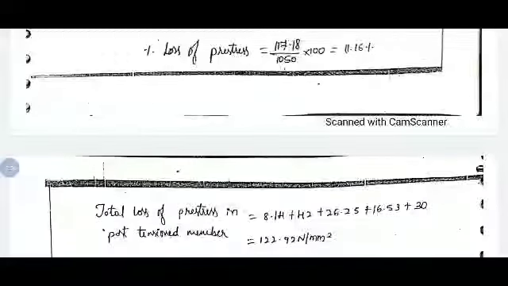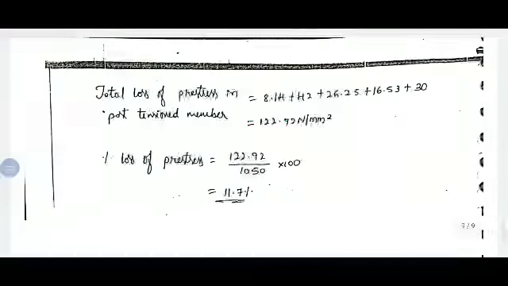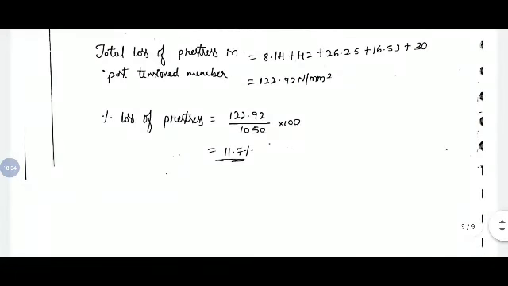Similarly, if you consider post-tension, add all the losses in the last column, that is under post-tension member. Loss due to elastic shortening is 0, loss due to creep is 8.14, due to shrinkage it is 42, due to relaxation of stress it is 26.25, due to friction it is 16.53 and due to anchorage slip it is 30. If you add all, you will get 122.92 Newton per mm square, and if you take the percentage you will get 11.7%. So this is about today's problem. Thank you.